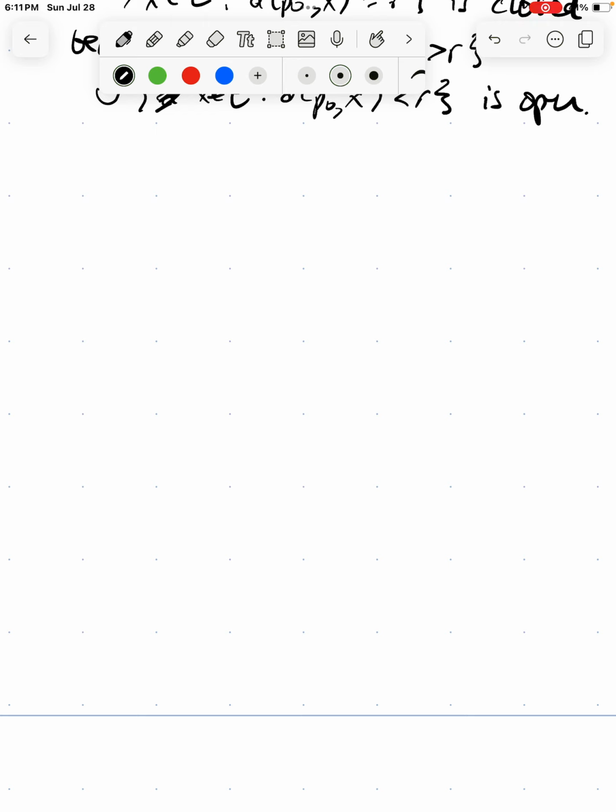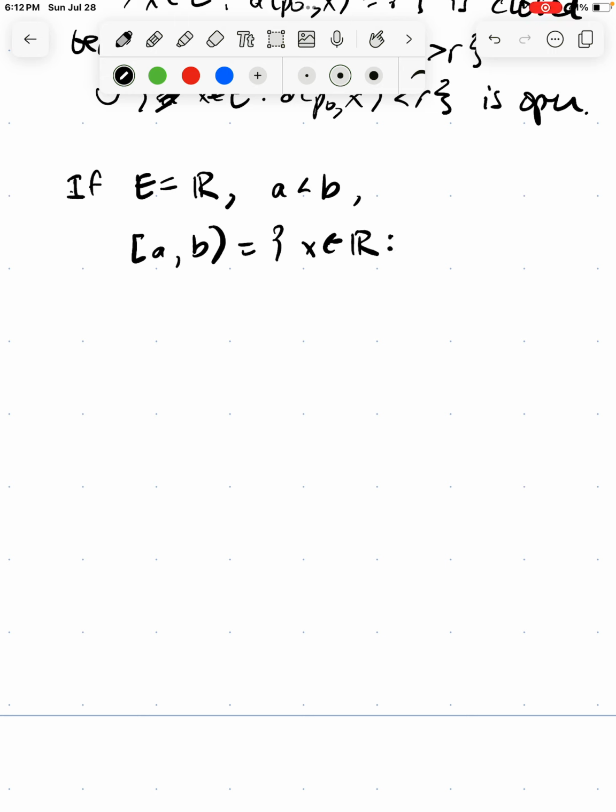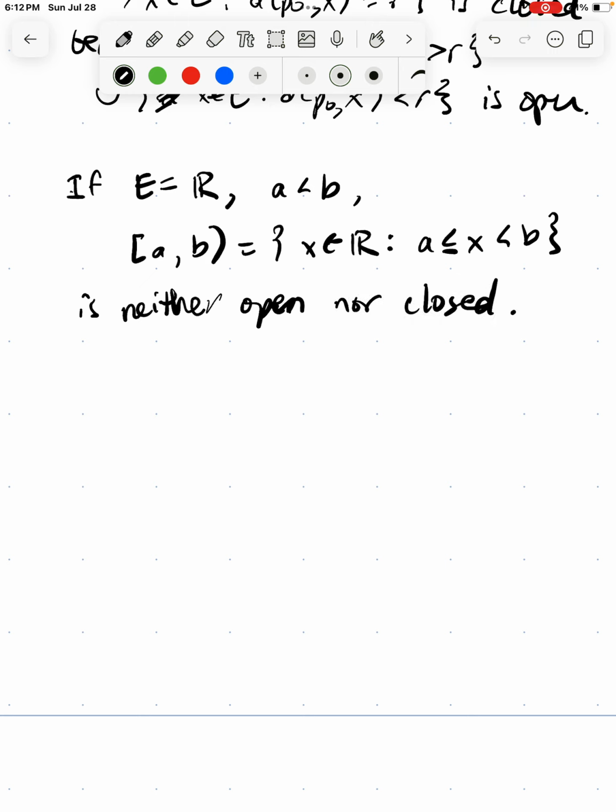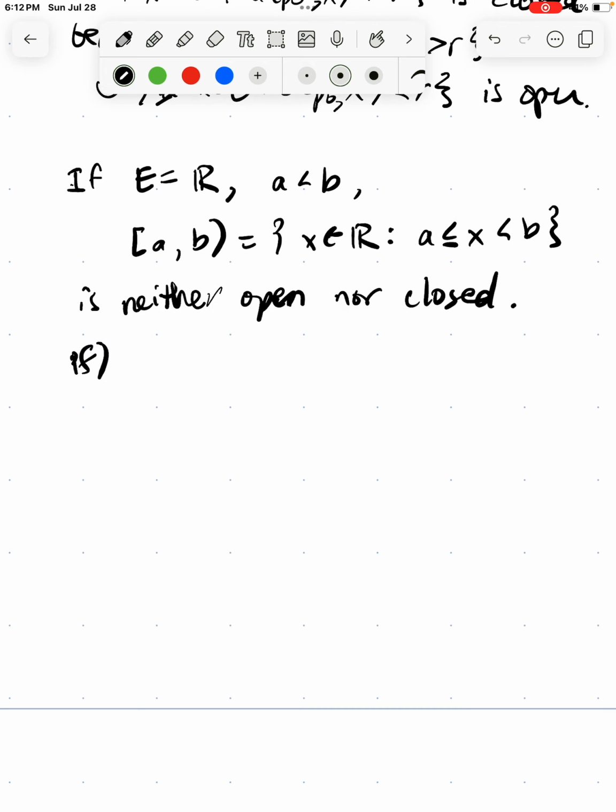All right, let's look at some examples that are neither open nor closed. So for instance, if your metric space is R, and A and B are real numbers with A less than B, then the half open interval, like this, consists of all elements x in R such that x is greater than or equal to A but less than B. This is neither open nor closed. Okay, let's prove that. So we have to justify why this is true.